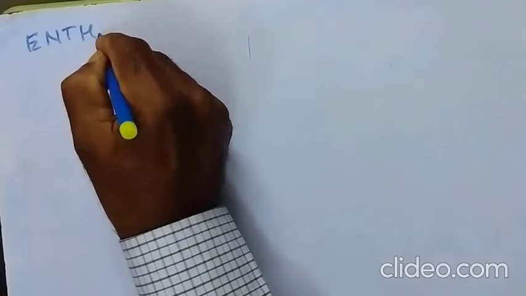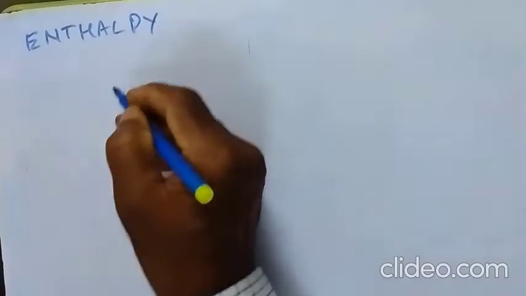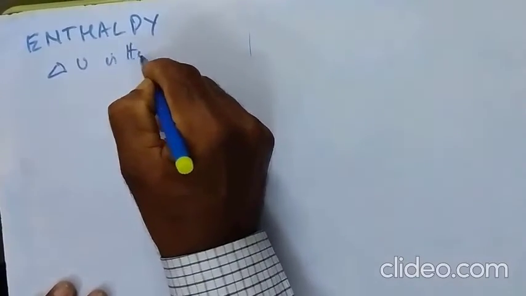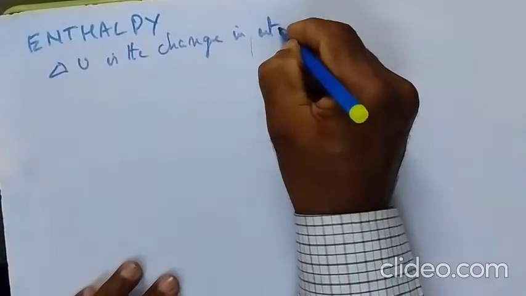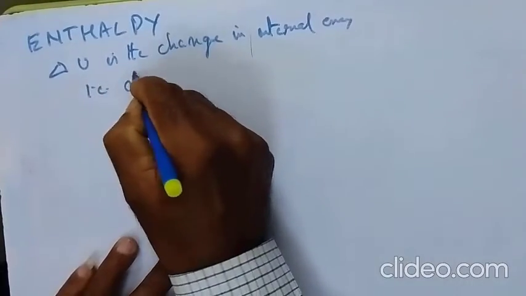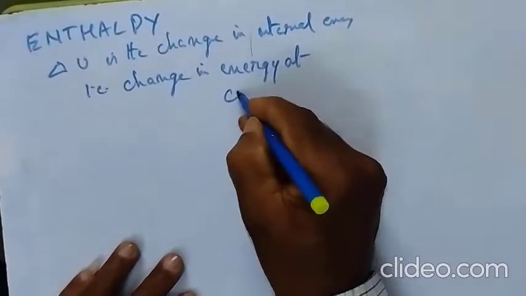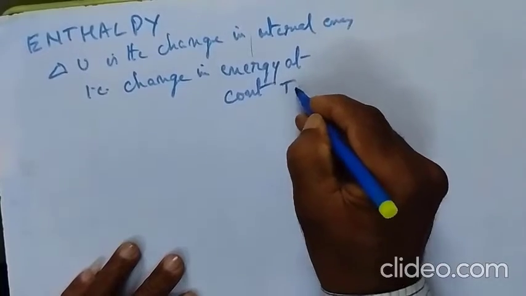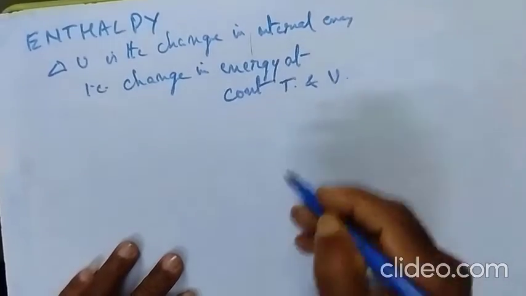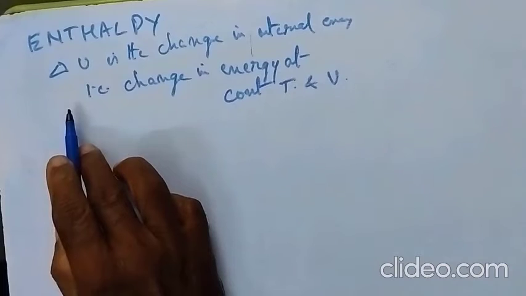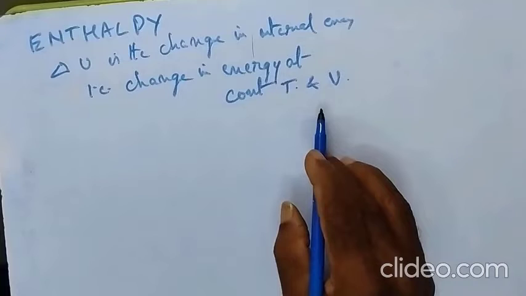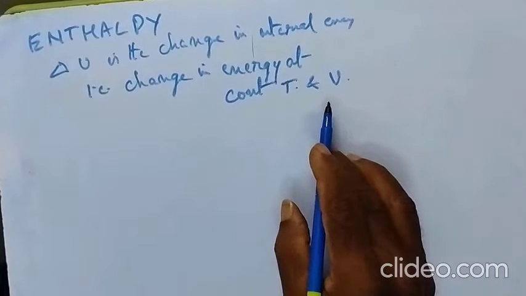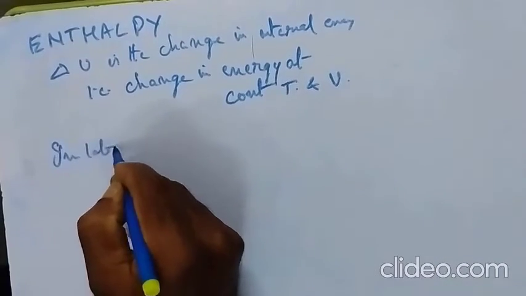Enthalpy. Delta U is the change in internal energy, that is, the change in energy at constant temperature and constant volume. It is the change in energy at constant temperature and constant volume, and such a change in energy is referred to as internal energy change.